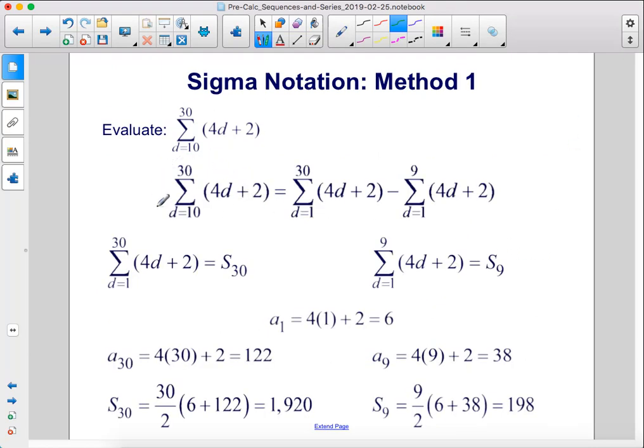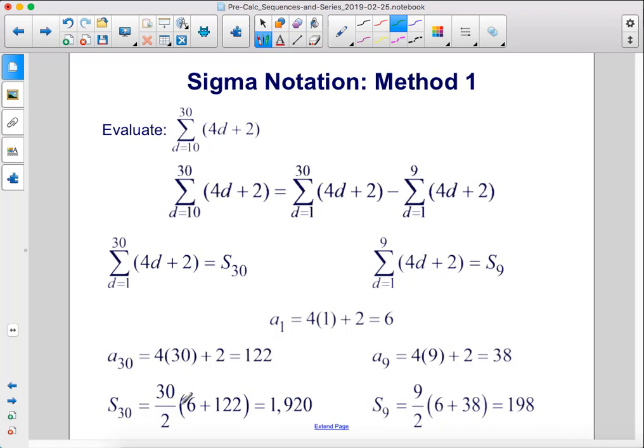Alright, so we're going to break this up into two pieces, from 1 to 30 and from 1 to 9. And then we're going to subtract this portion from this portion. So over here, we're going to calculate from 1 to 30, over here from 1 to 9. A sub 1 is the same for both. That's going to be, when k is 1, 4 times 1 plus 2 is 6. A sub 30 is what we're going to use over here for a sub n in the formula. And that's 4 times 30 plus 2 is 122.